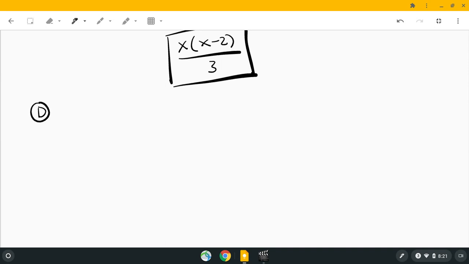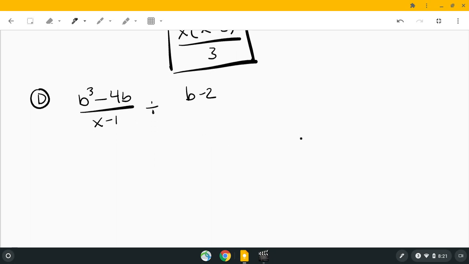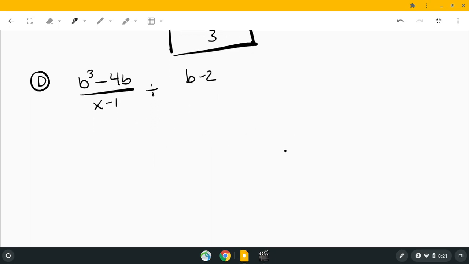All right, suppose I have this one, b cubed minus 4b over x minus 1, divided by b minus 2. So this is division, so we do have to do our KFC here. We're going to go ahead and keep this one. We're going to change this to multiplication. And we have to flip this one.